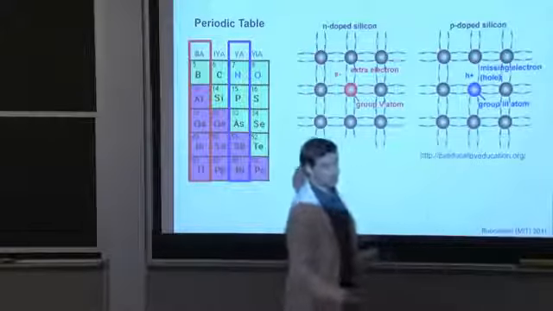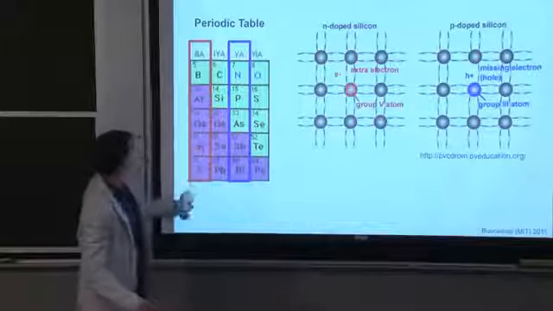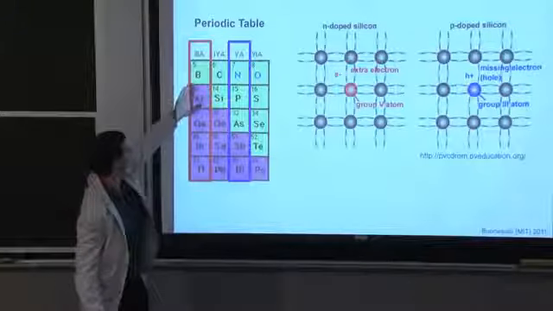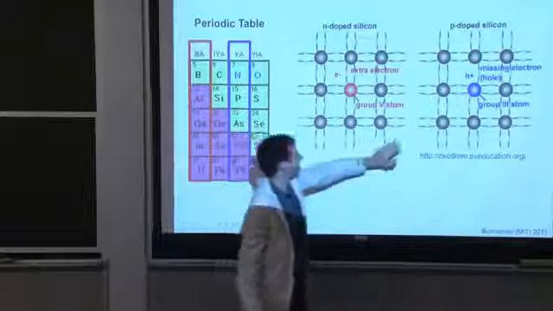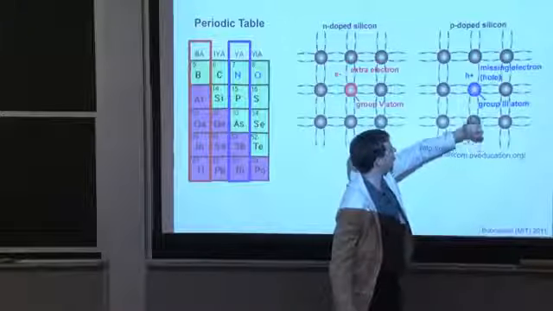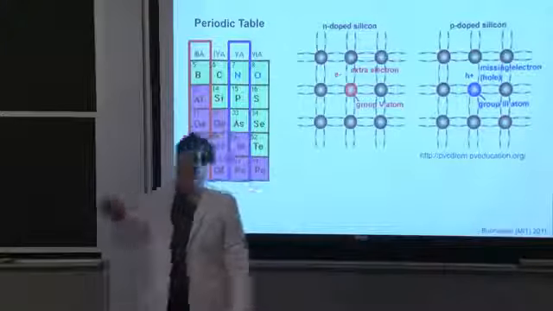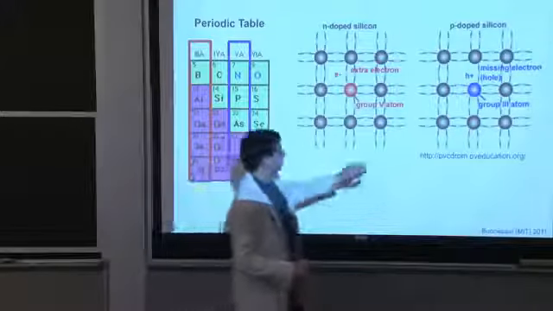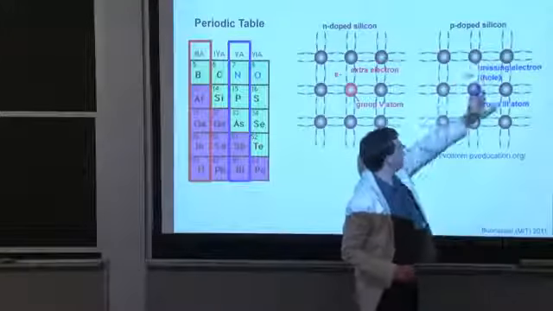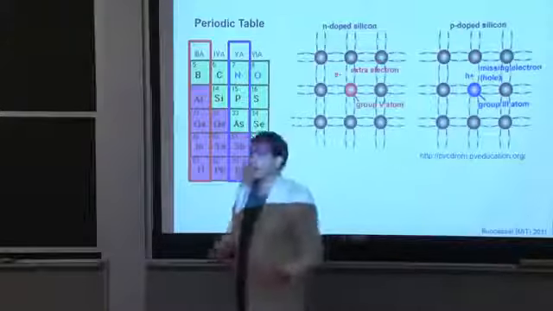Likewise, instead of moving one to the right, if we move one to the left, into our group 3 column here, we can dope our material with a boron atom, let's say, substituting one silicon atom for a boron atom. Boron has 3 valence electrons. Now, those 3 will form bonds with 3 silicon atoms, and then you'll have a missing bond, a missing electron, if you will.